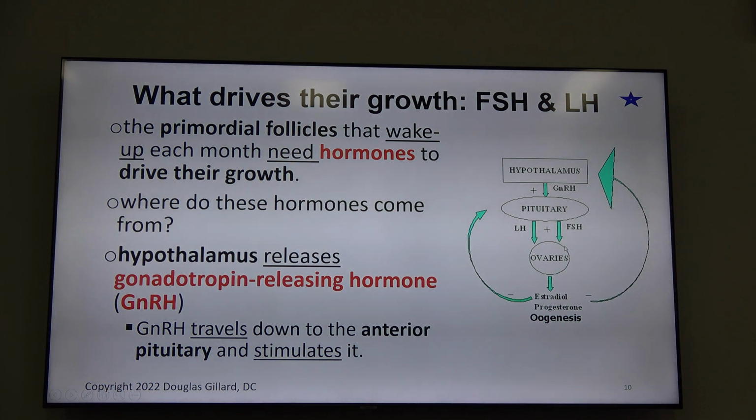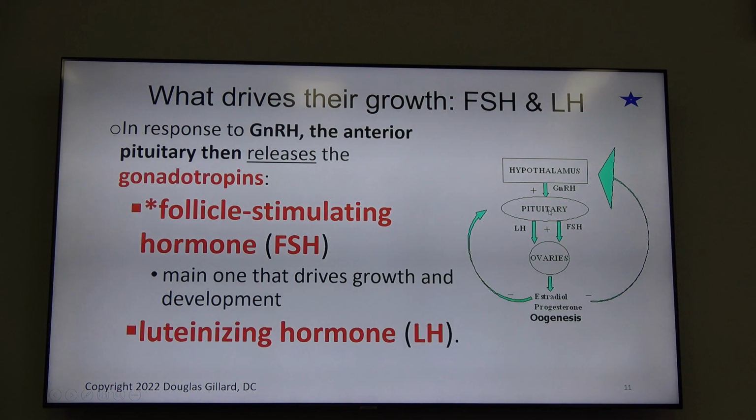Together you can call those the gonadotrophs or gonadotropins if you want. But specifically they're LH, luteinizing hormone, and follicle stimulating hormone. Okay, so I guess I jumped ahead. So GnRH stimulates the anterior pituitary, and the anterior pituitary responds by releasing these gonadotropins.